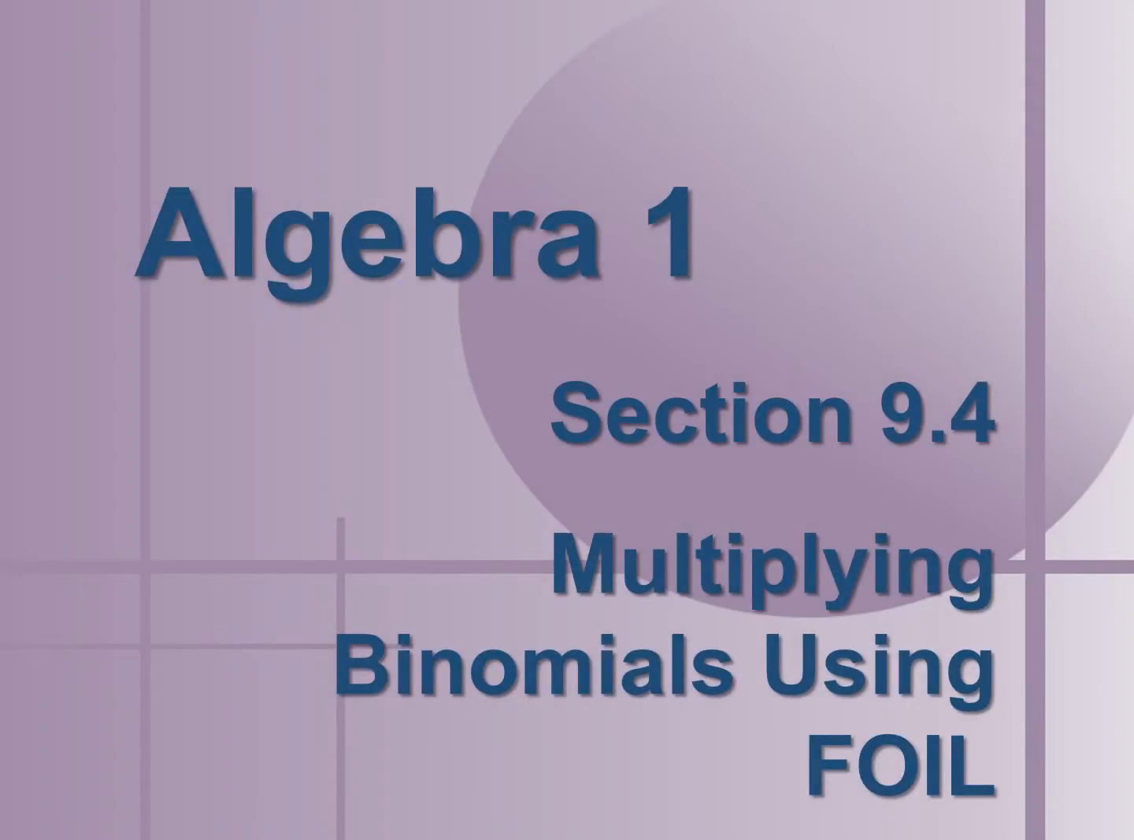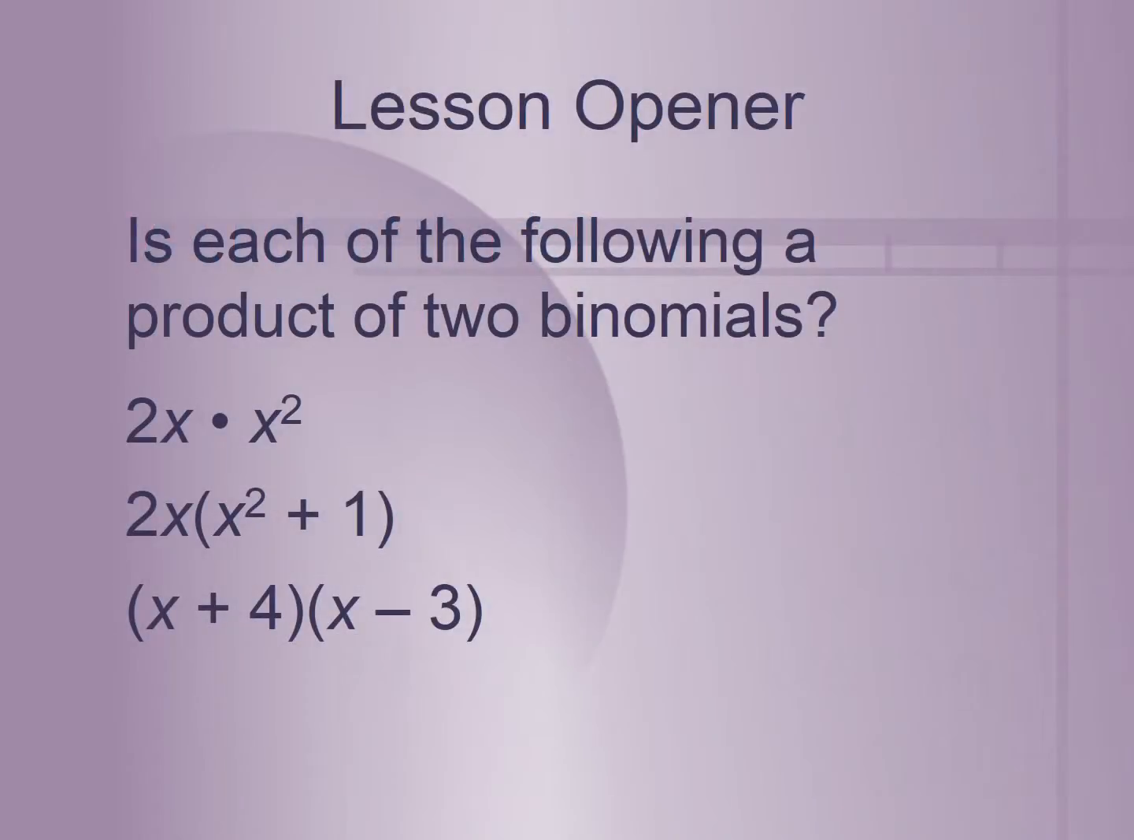Today we're going to work on a different method to multiply binomials. This method is commonly known as the FOIL method, and it is just an algorithm for how to multiply binomials. So first, let's identify what are products of two binomials and what are not.